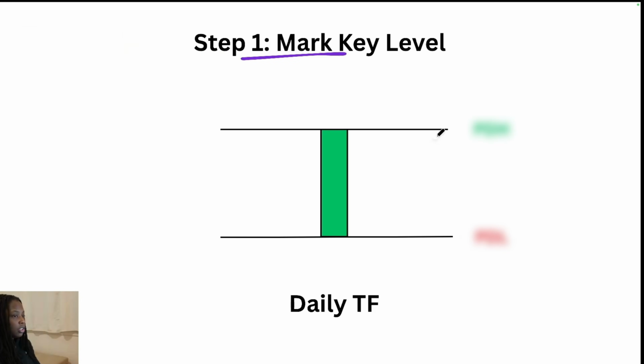Step number one, you want to mark out your key levels. And in this case, because you're coming in without bias, you just want to mark out your previous day's high and your previous day's low.